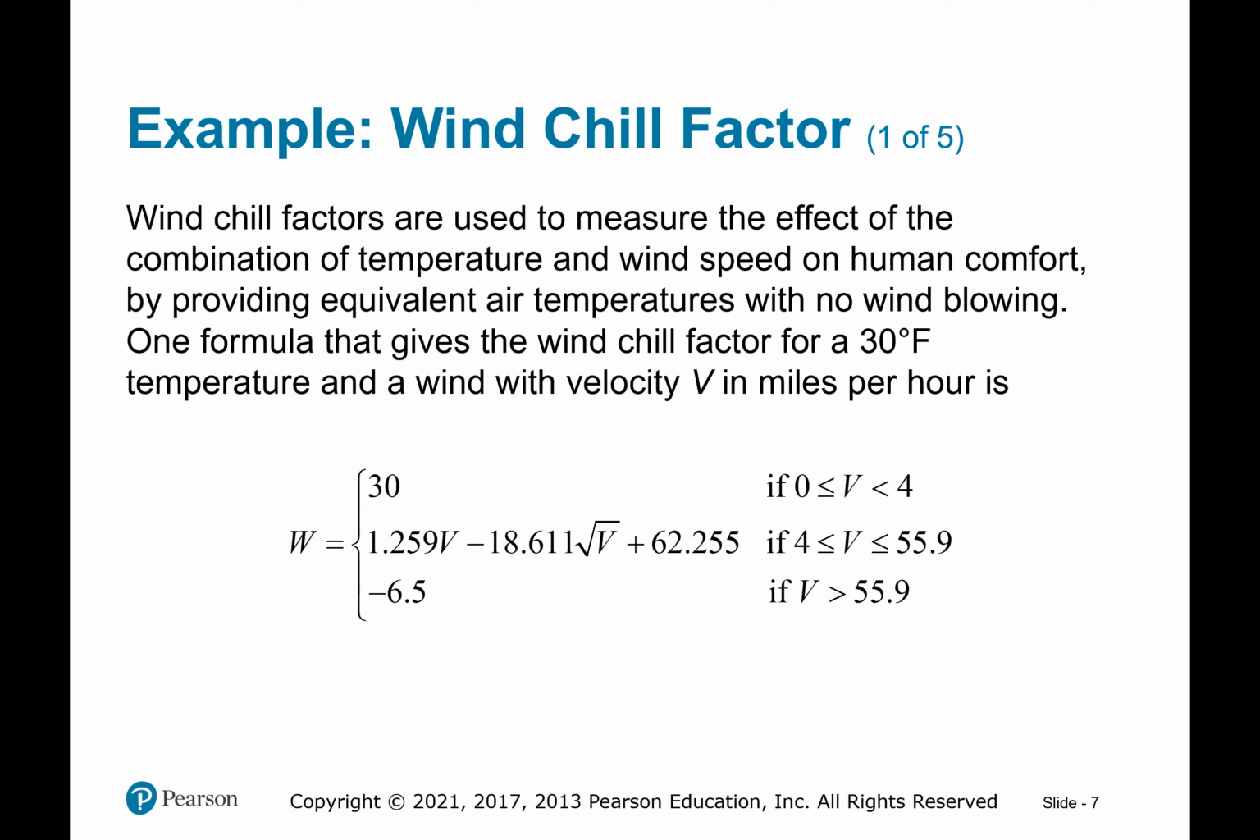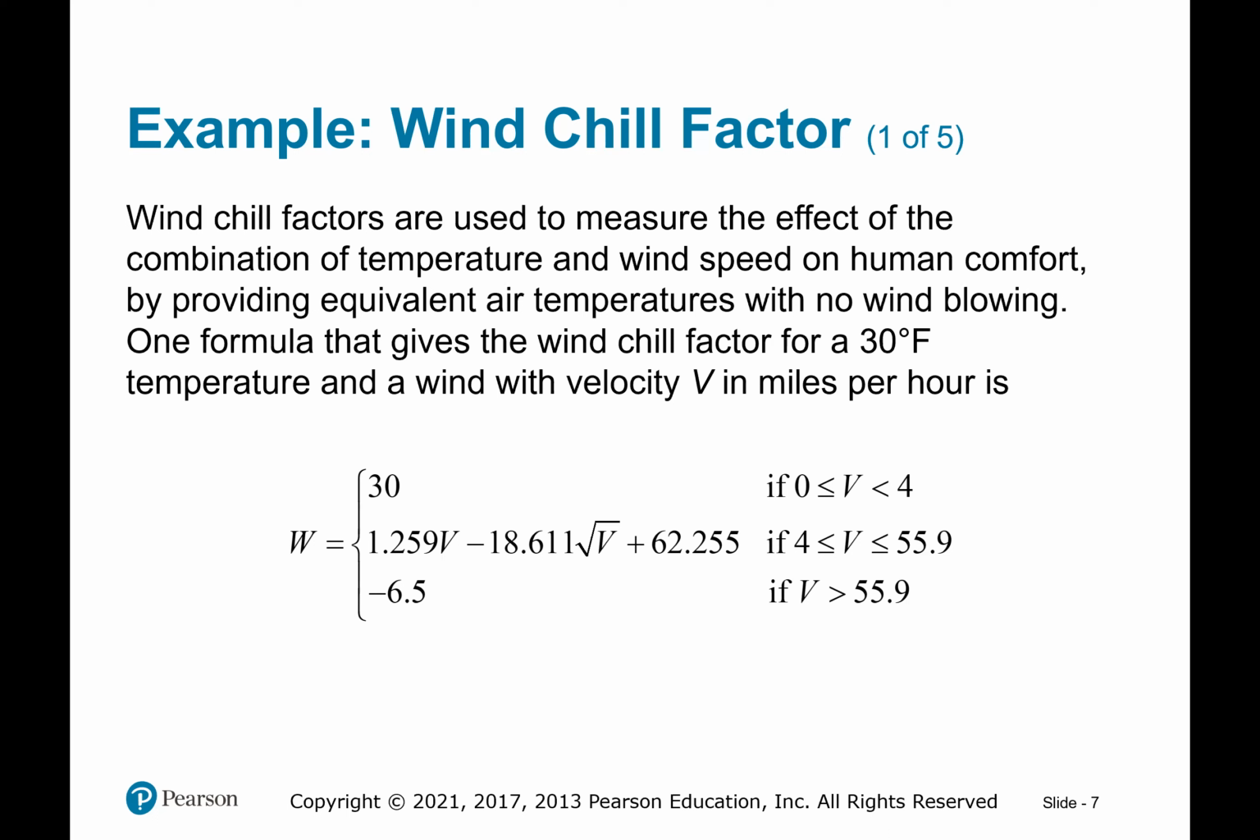Wind chill factors are used to measure the effect of the combination of temperature and wind speed on human comfort by providing equivalent air temperatures with no wind blowing. One formula gives the wind chill factor for a 30 degrees Fahrenheit temperature. So your temperature here is constant, it's 30 degrees Fahrenheit. And a wind velocity V in miles per hour is. So the wind chill is defined 3 different ways.